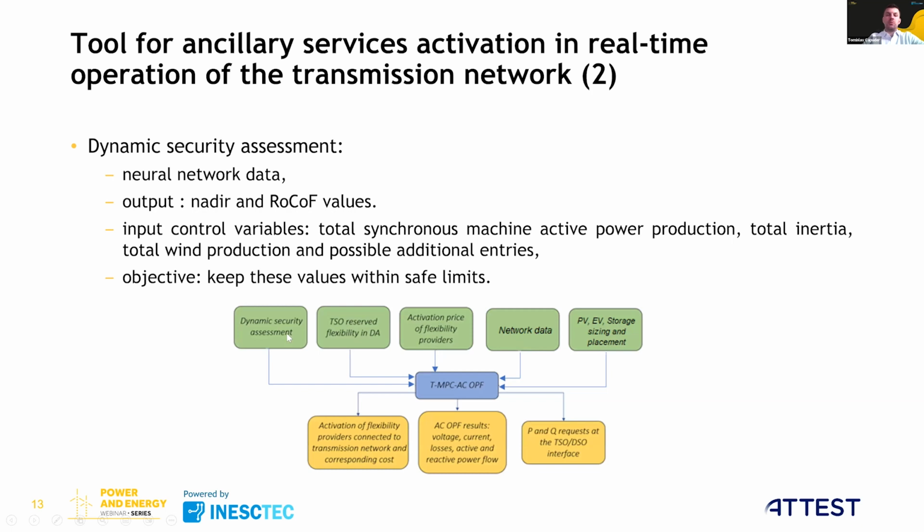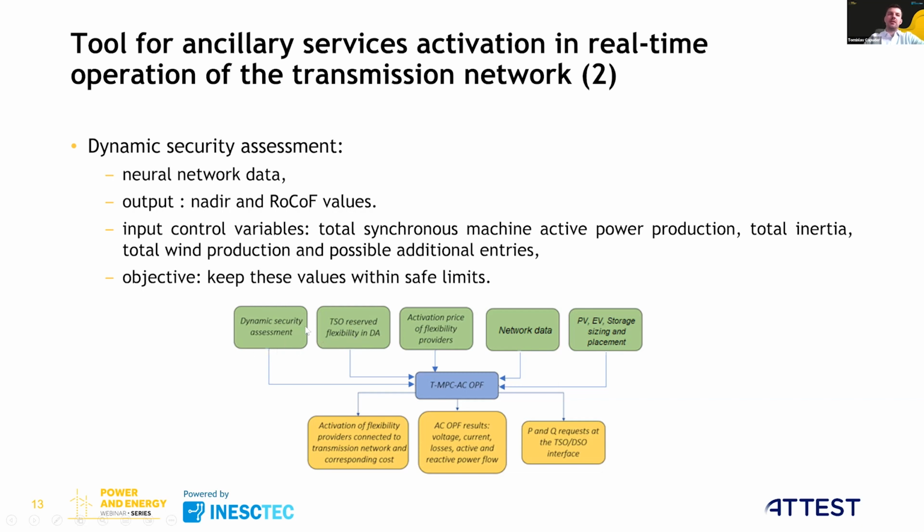To be able to do this, we again need a number of inputs. Some inputs are more or less the same as those for the day ahead. So for example, we take the same network data or PV, EV storage sizing and placement. So all those sources of uncertainty and sources of flexibility, we consider the activation prices of flexibility providers. The day ahead tool gives us this TSO reserve flexibility. I explained this. These are the ranges of P and Q, which come from the day ahead.